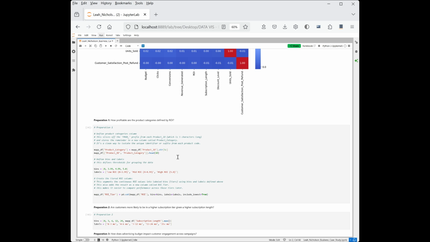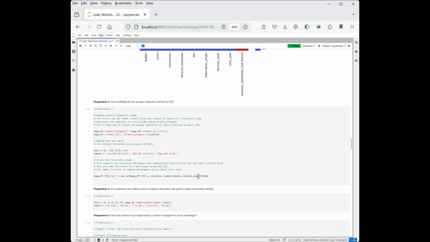I then defined some bins and labels. This defines thresholds for grouping the data. So the bins were defined here, and then the labels were defined below. So I defined a low return on investment as 0 to 3.99, a mid return on investment from 4 to 4.99, and then a high return on investment at 5. These could be defined by the business in particular. So instead of me defining it, there might be some business guidelines that I could use to determine what the label should be here. For illustration though, this is how I decided to group it.